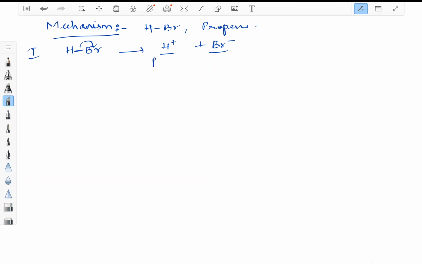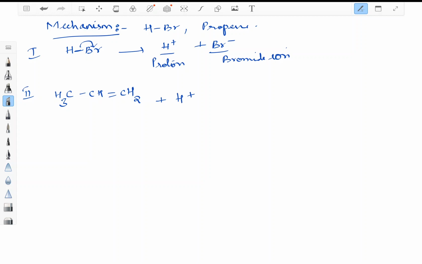Here H plus can also be named as proton, Br minus can also be named as bromide ion. In step number 2, the proton can attack alkene. Here we are going to use which alkene? Propene, that is CH3 CH double bond CH2, and we are going to react it with electrophile.